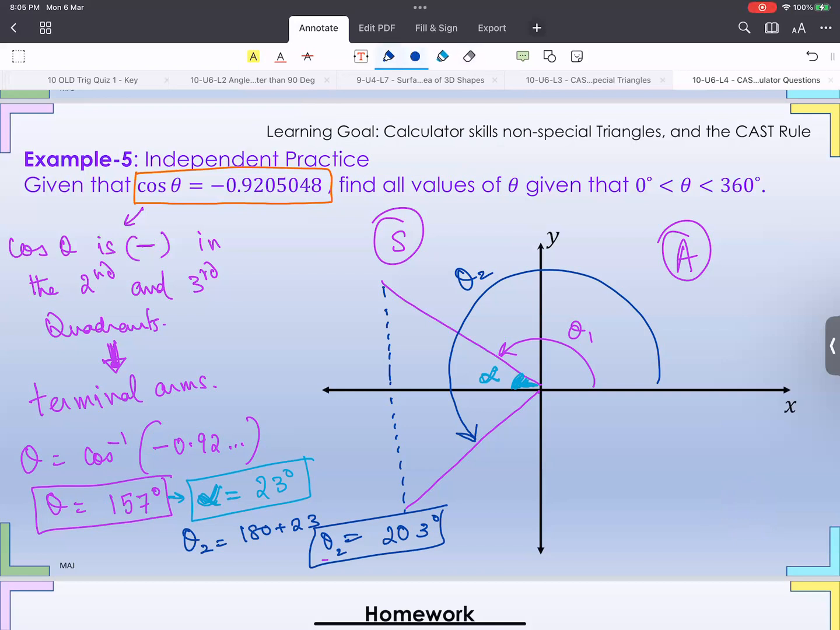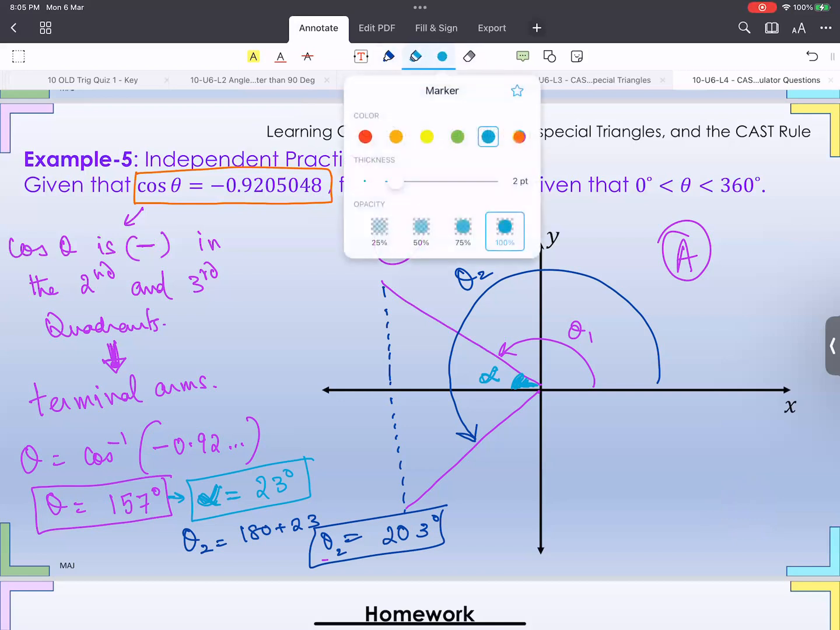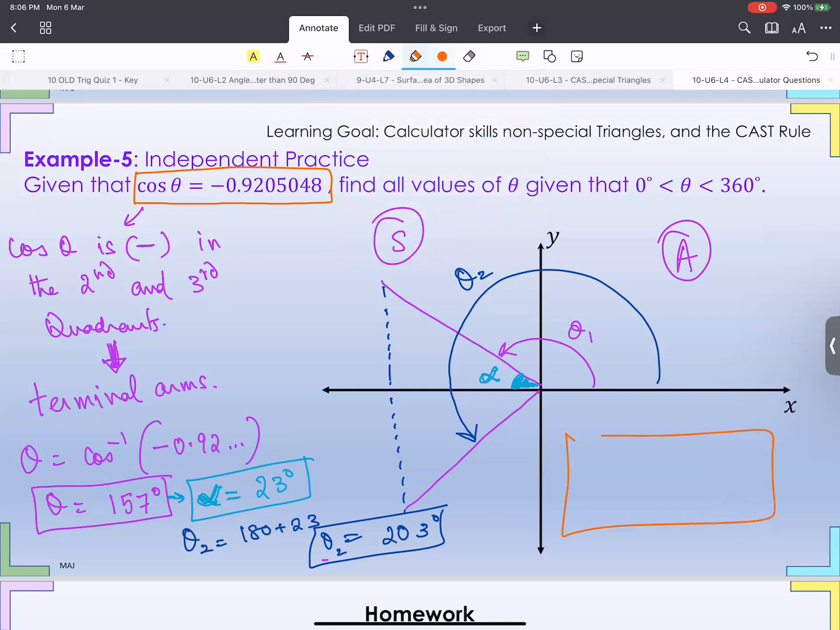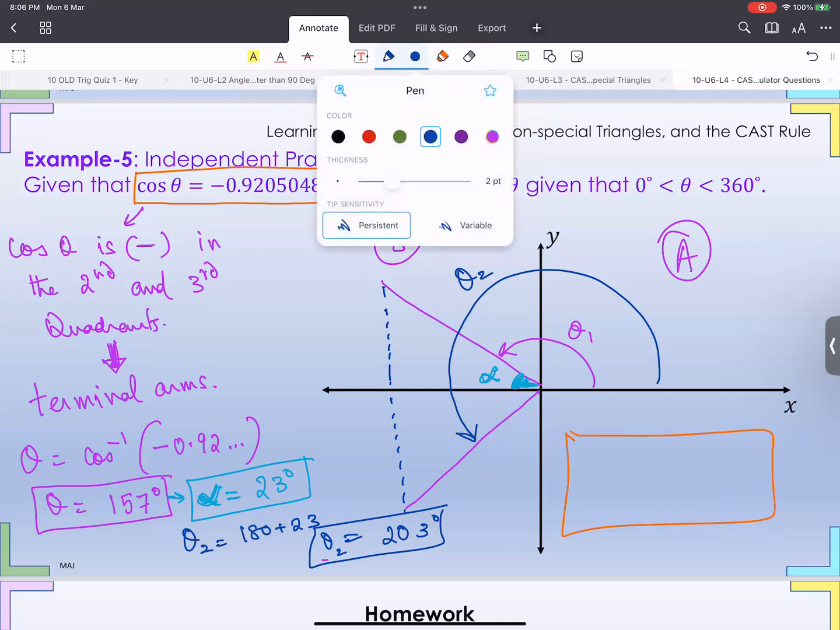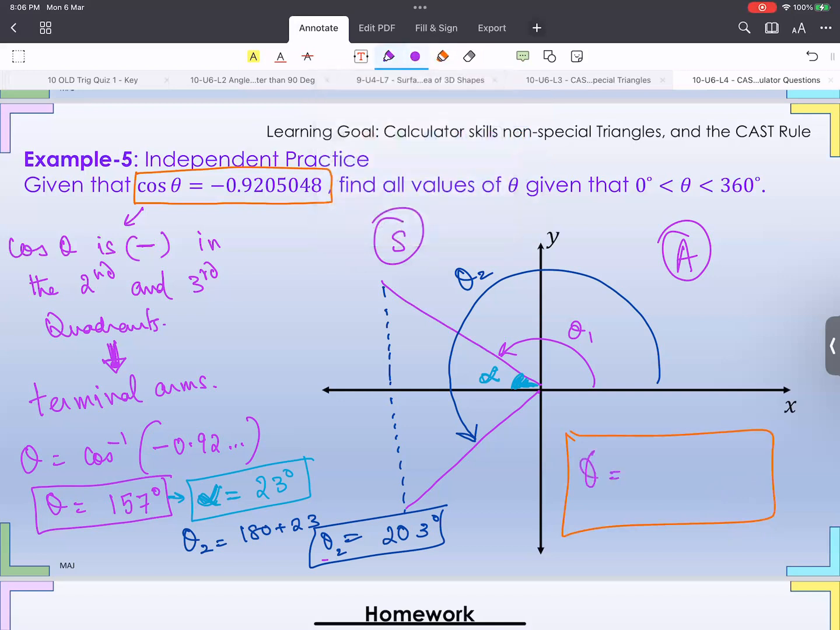So your final answer is going to be this. Theta is 157 degrees or 203 degrees, two positive solutions. And that concludes part 2 of the CAST rule lesson.